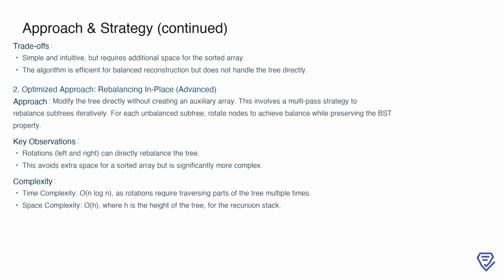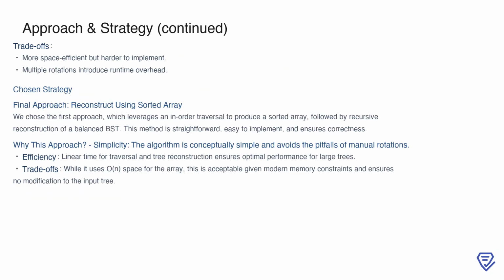From a complexity perspective, the time complexity increases to O(n log n) due to the iterative rebalancing of subtrees, and the space complexity becomes O(h), where h is the height of the tree, as recursion is used to traverse the tree. The in-place optimization approach may save space but comes with its own set of challenges. Implementing rotations to balance subtrees can be tricky, and the multiple passes required for rebalancing introduce runtime overhead.